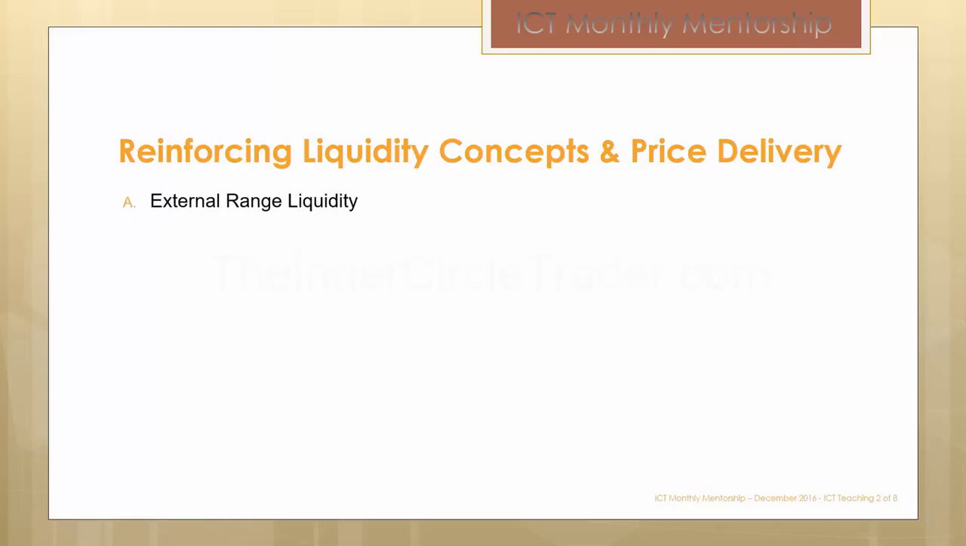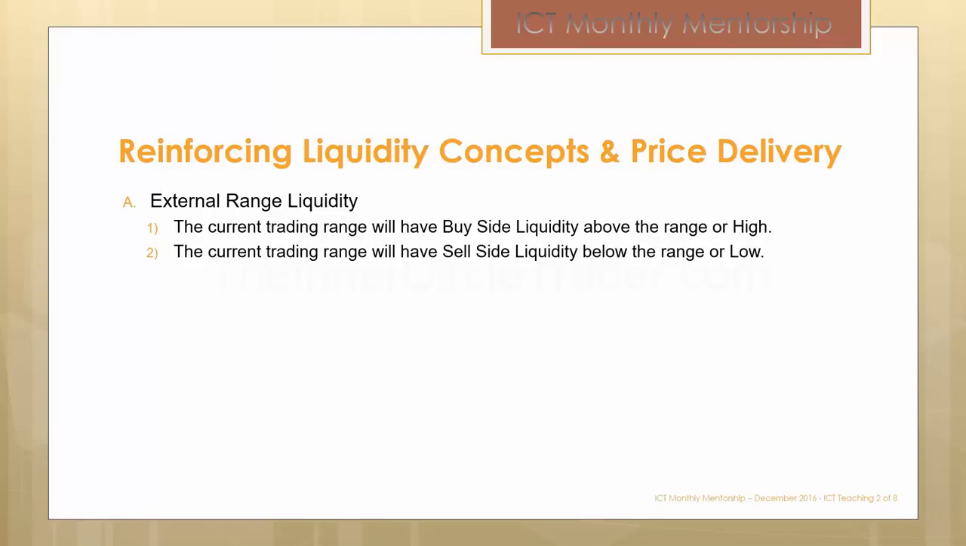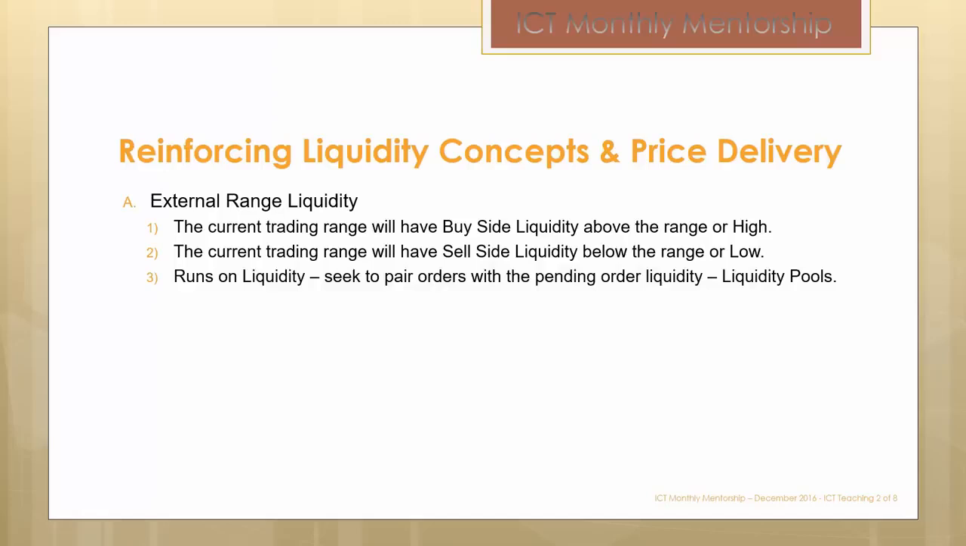Okay, first on the menu today is going to be external range liquidity. The current trading range will have buy-side liquidity above the range high. The current trading range will have sell-side liquidity below the range low. Runs on liquidity seek to pair orders with pending order liquidity, which is in the form of a liquidity pool.